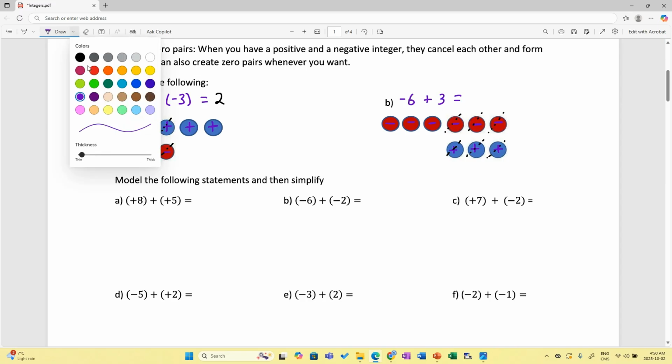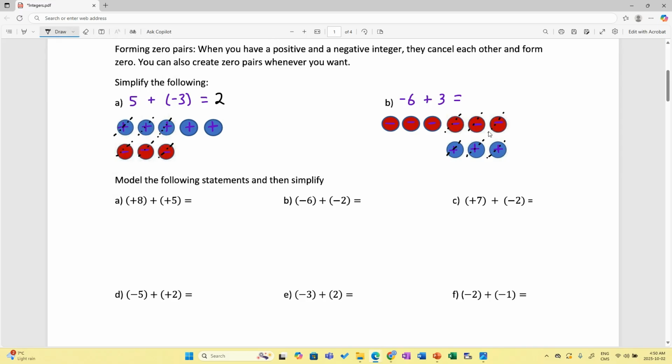But what's left over after I canceled out the circles is 3 negative circles. So my final answer should be negative 3. So negative 6 plus 3 is negative 3. Okay. Now for these ones here, if we apply the same logic, here I have 8 plus 5.